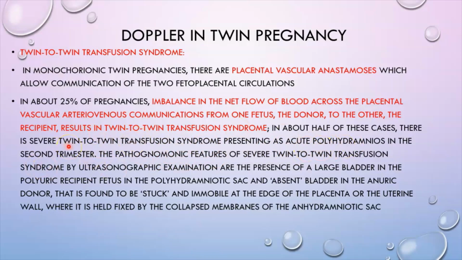The pathognomonic features of severe TTTS by ultrasonographic examination are the presence of a large bladder in the polyuric recipient fetus, in the polyhydramniotic sac, and the absent bladder in the anuric donor that is found to be stuck and immobile at the edge of the placenta or the uterine wall, where it is held fixed by the collapsed membranes of the anhydramniotic sac.